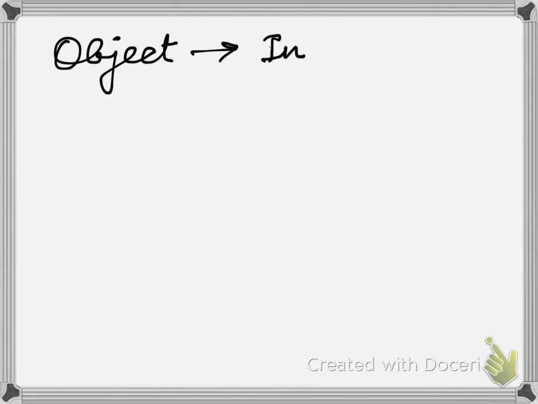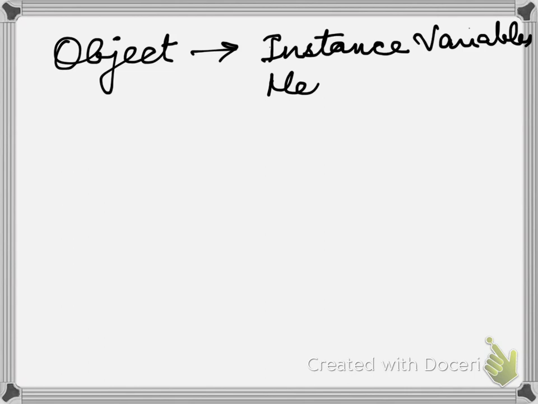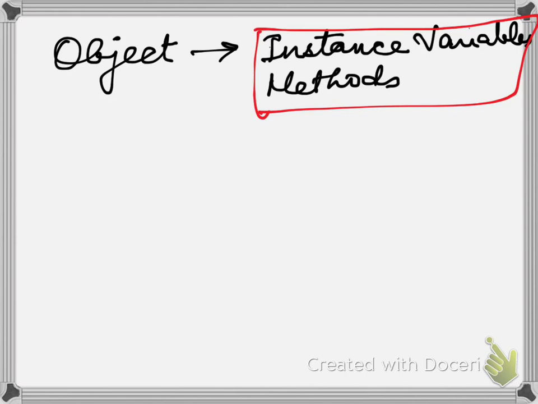Welcome to this lecture. In our previous lectures, we have already discussed classes and objects, and we have also discussed that an object consists of instance variables and methods. These two are grouped together to form the object. Instance variables and methods. So today we will discuss how to declare your instance variables.